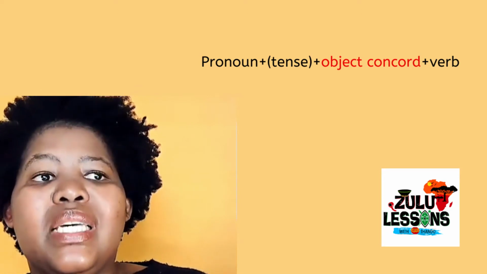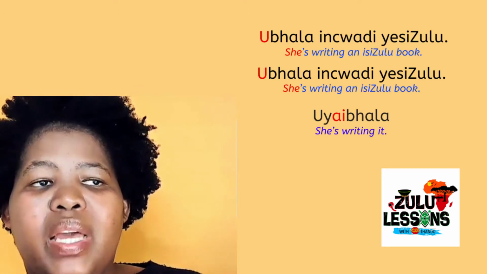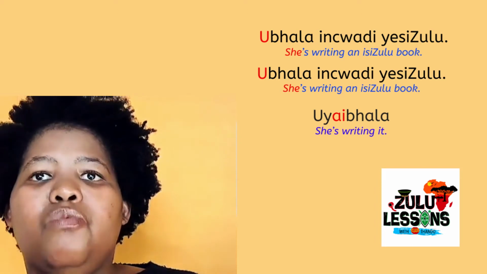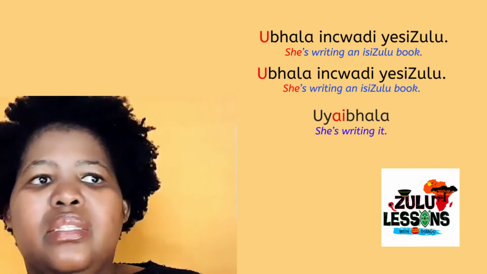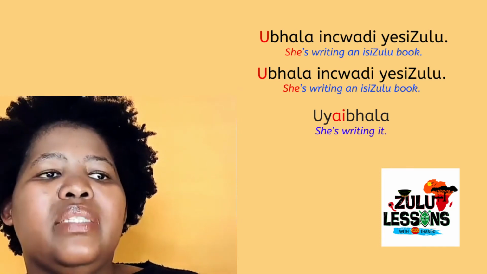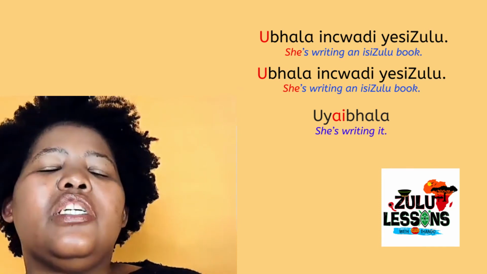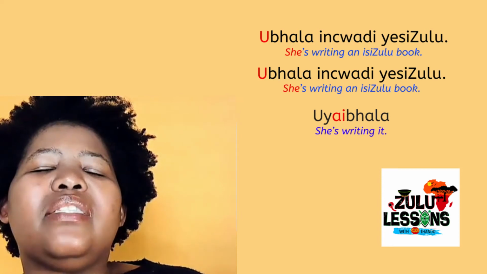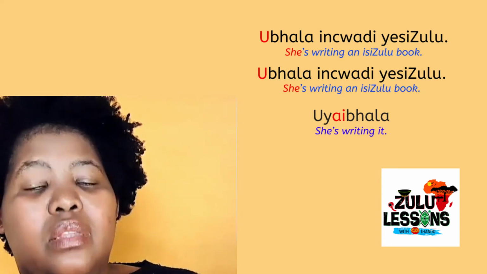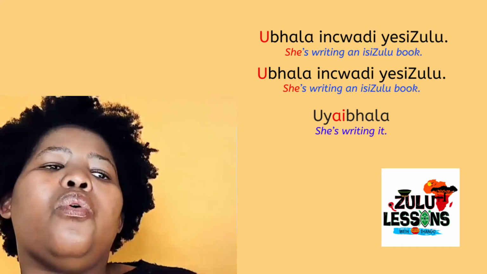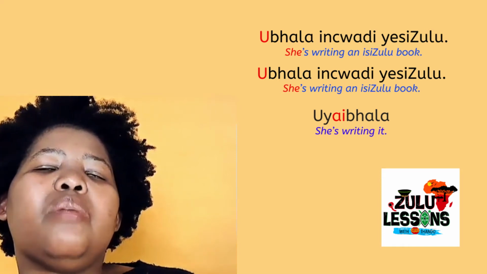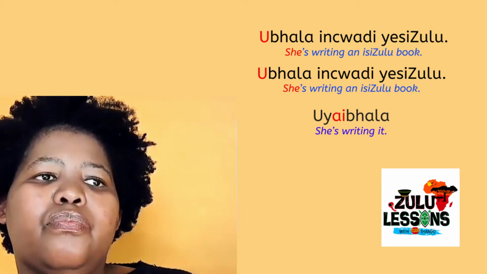She's writing a book, right? She is. We know that. And then writing, of course, is bala. And we know that she's writing it. It what? The book. So she's writing it. Now, this it has to be represented in this phrase.